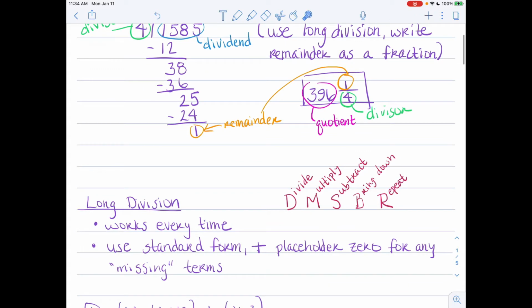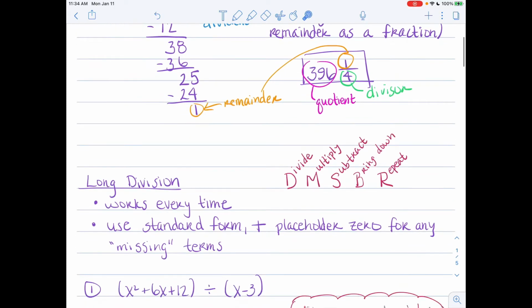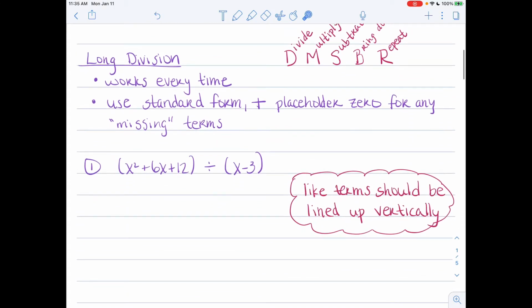The next thing to remember is that we need to make sure our polynomials are in standard form, plus we need a placeholder 0 for any missing terms. So if we had a missing term, we would put in a 0, and we'll see that a little further along in one of our examples. So the first thing that we're going to do is take the polynomial x squared plus 6x plus 12 and divide it by x minus 3. Remember this thing as we start writing this, we're going to want our like terms to be lined up vertically. So I'll show you that as we go along.